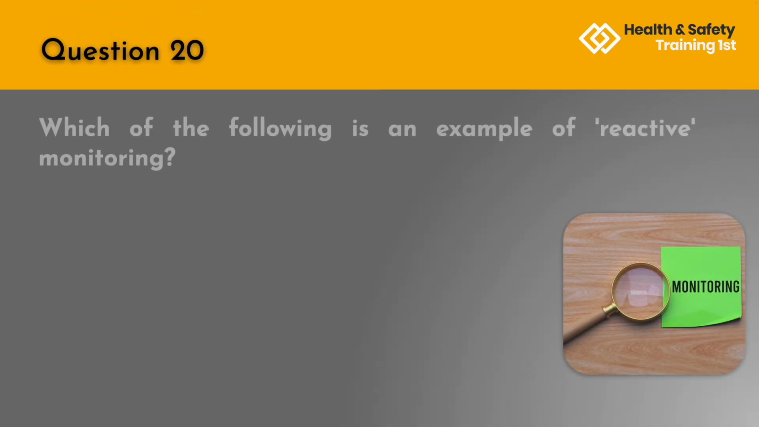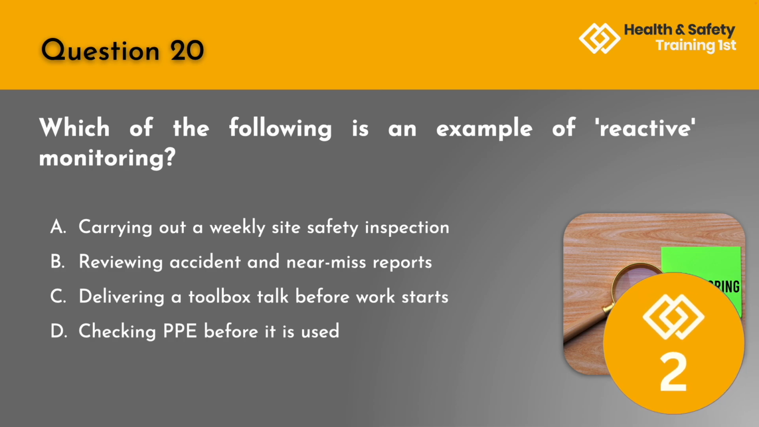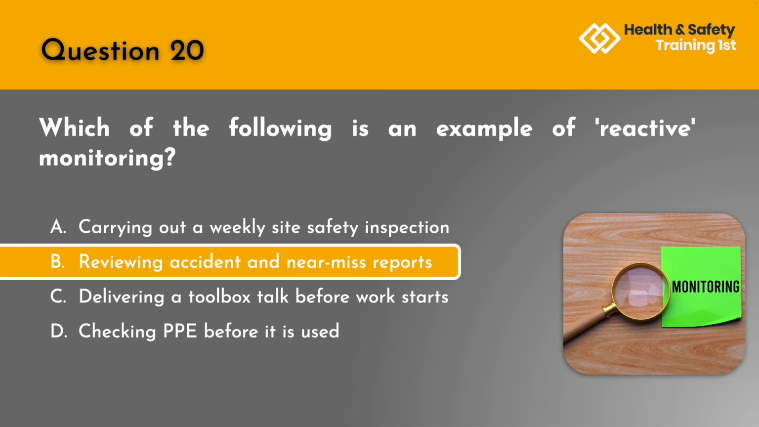Question 20. Which of the following is an example of reactive monitoring? A. Carrying out a weekly site safety inspection. B. Reviewing accident and near-miss reports. C. Delivering a toolbox talk before work starts. Or D. Checking PPE before it is used. The correct answer is B. Reviewing accident and near-miss reports.